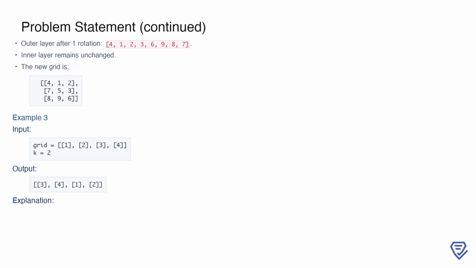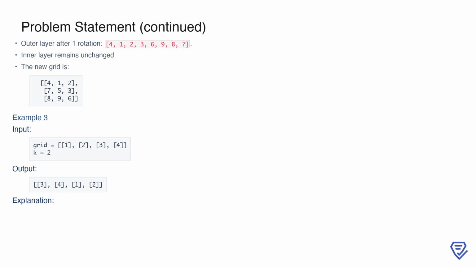To summarize the 3x3 example, the outer layer rotates to 4, 1, 2, 3, 6, 9, 8, 7, and the inner layer remains as 5. When we rearrange these elements into the grid structure, the output becomes 4, 1, 2, 7, 5, 3, 8, 9, 6.